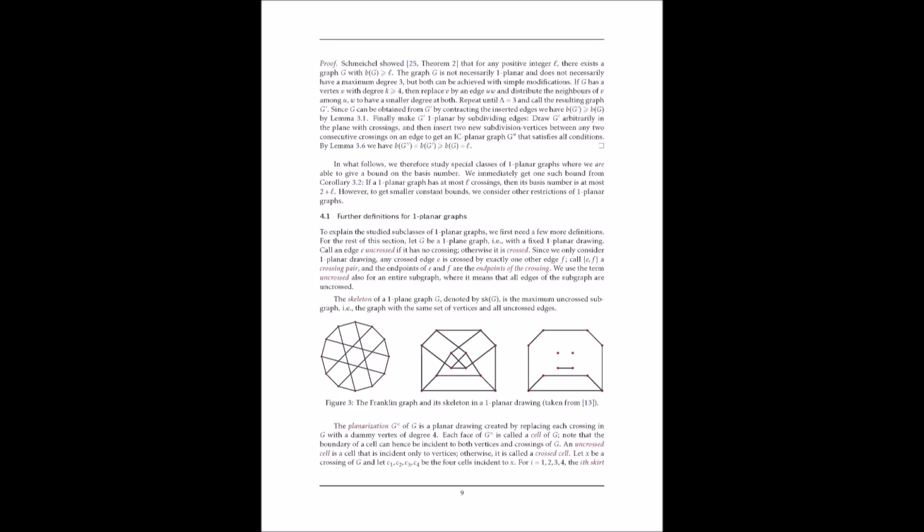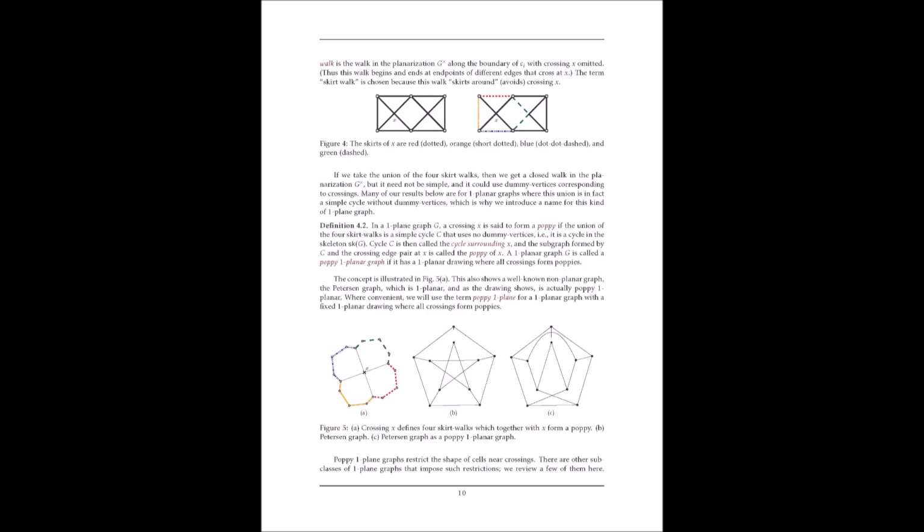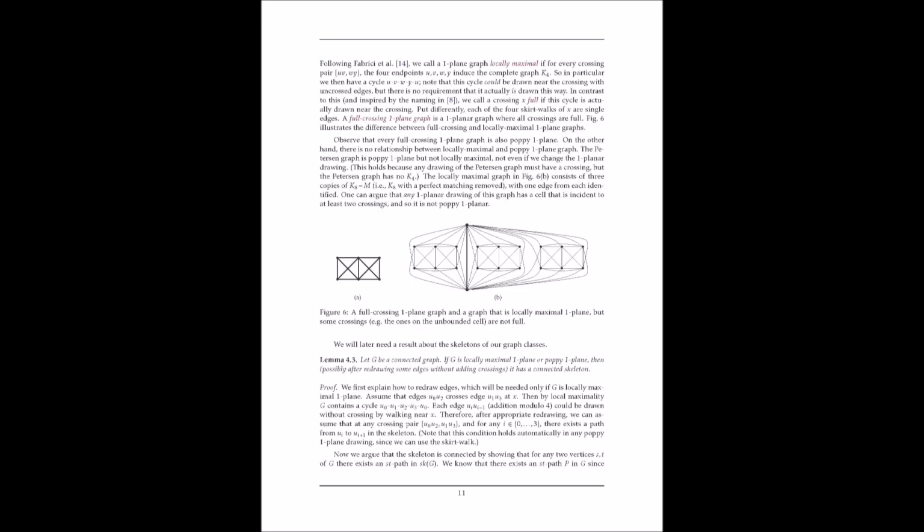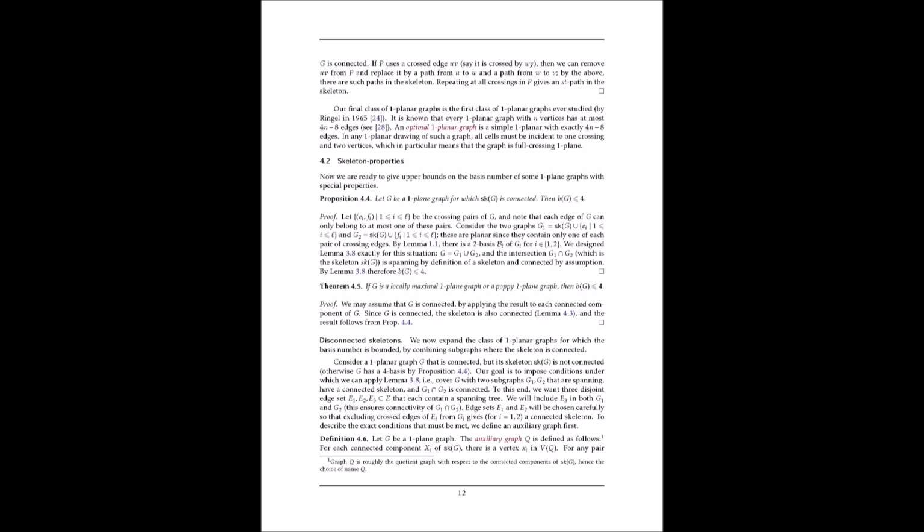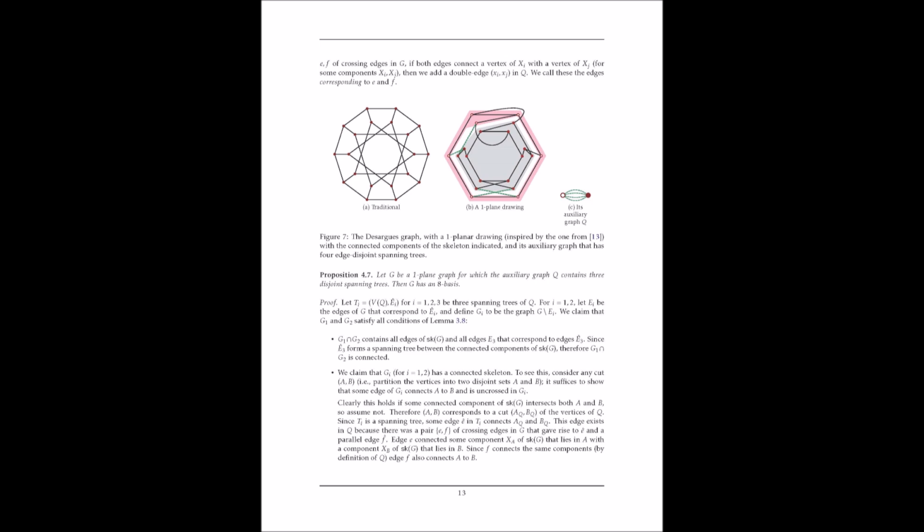Right. How does this prove that the basis number of one-planar graphs can be unbounded? Remember that we started with an arbitrary graph G with a known high basis number. We can repeat this construction process for graphs with increasingly larger basis numbers. Since the basis number of the resulting one-planar graphs is at least as large as the starting graph's basis number, we can create one-planar graphs with arbitrarily large basis numbers. This means there's no fixed upper limit, so the basis number of one-planar graphs is unbounded.